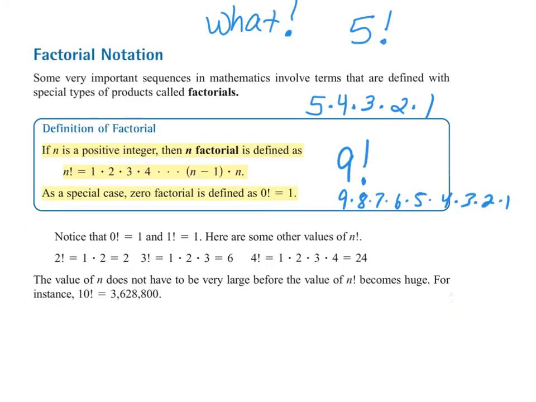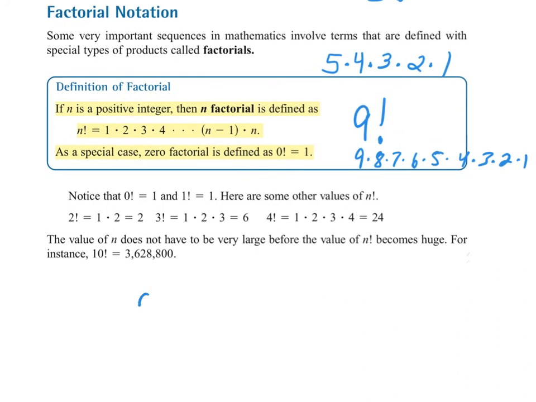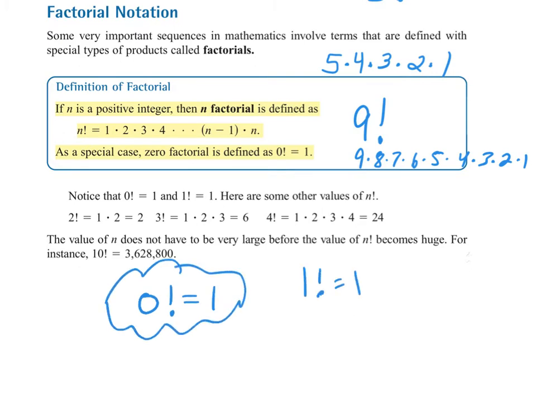Two things you do need to be aware of is 0 factorial equals 1. Pay attention to that. 1 factorial is 1. 1 times whatever. But you need to see that.